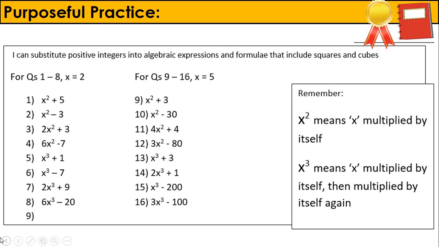What are you going to do first? We should be doing the indices before we do any multiplication. Okay, so if you pause the video now, first 8 questions, x equals 2. For the second batch of 8, you've got x equals 5. Again, write the question out, show your full working, and then have a final answer for me, please.